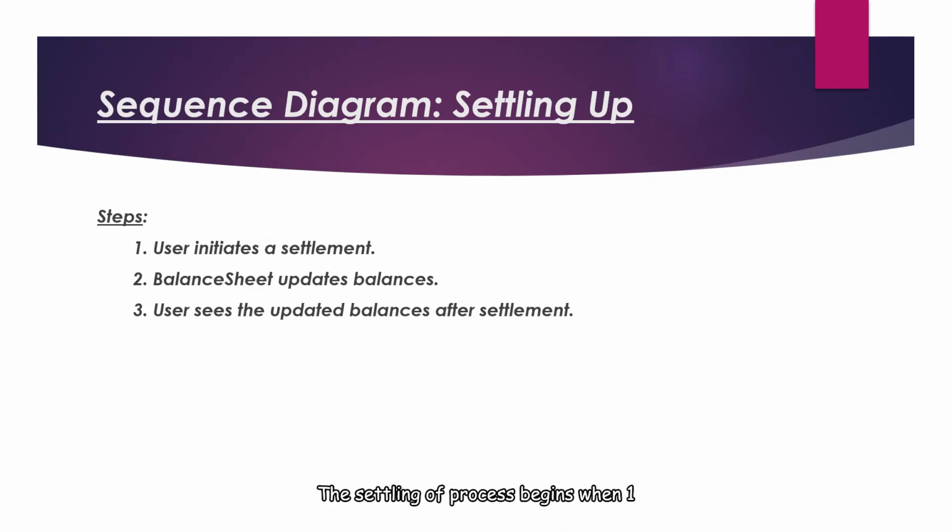The settling up process begins when one user decides to pay off their debt. The system updates the balance sheet to reflect the new payment and reduces the debts between users accordingly. If a user owes multiple people, the system may reduce multiple debts, simplifying them where possible. After the transaction is processed, users can view their updated balances to see how their debts have changed.